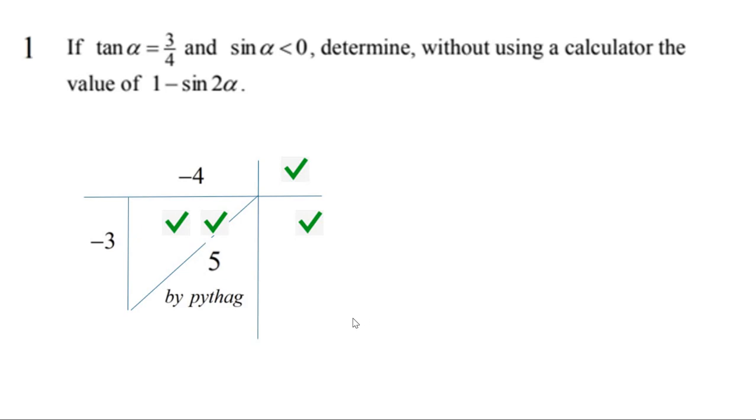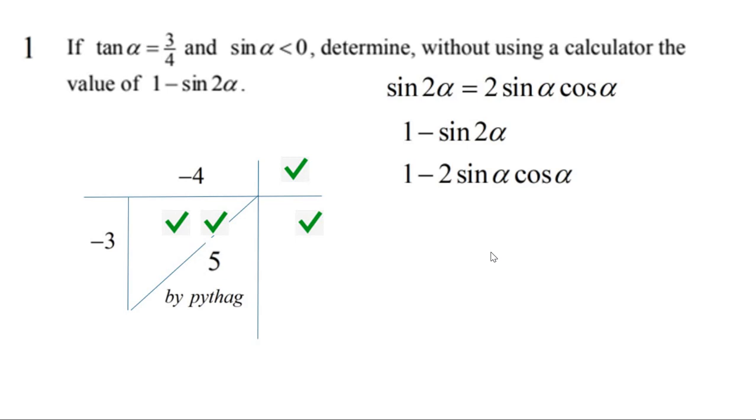You're kind of almost done because now you have to go, sine 2 alpha, and all you do is go to your formula sheet and look for that one. Sine 2 alpha, there's only one: 2 sine alpha cos alpha. So all you need is what's sine alpha and what's cos alpha. Well, sine would be minus 3 over 5, opposite over hypotenuse. Cosine would be minus 4 over 5.